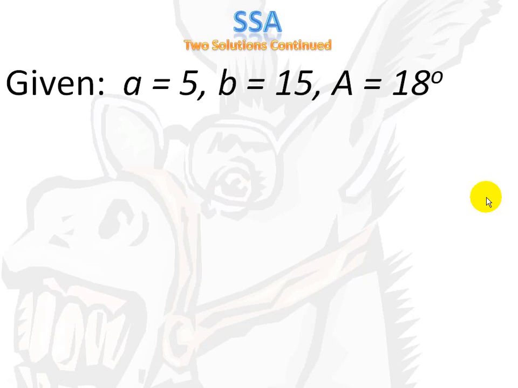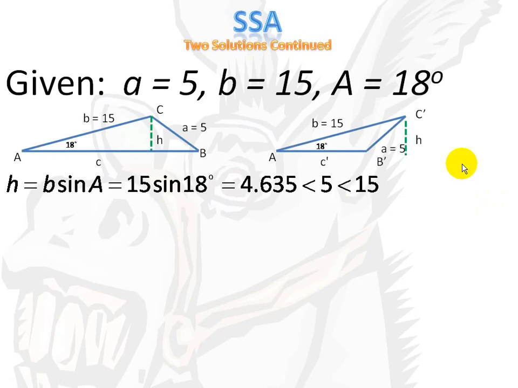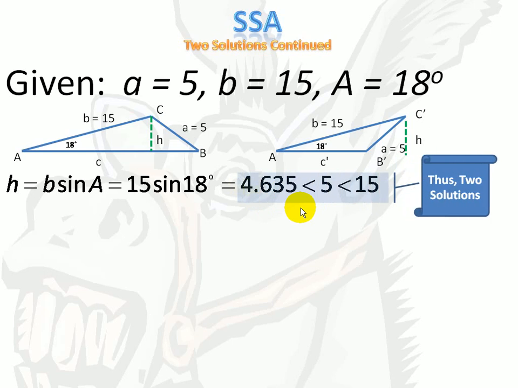Now, let's look at this same problem continued. This time we'll go ahead and find solutions. Okay, here are our two triangles. And first of all, we do the test. B sine A. Well, here's B sine A. 15 sine 18, and that's 4.635. Sure enough, that is less than 5, and that's less than 15. So that tells us there are two solutions. So we keep that in mind, and we proceed just to find the first solution.